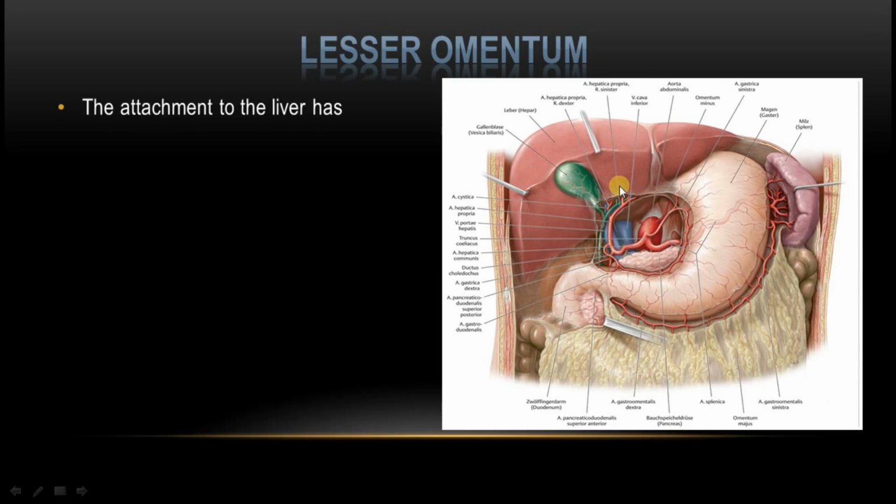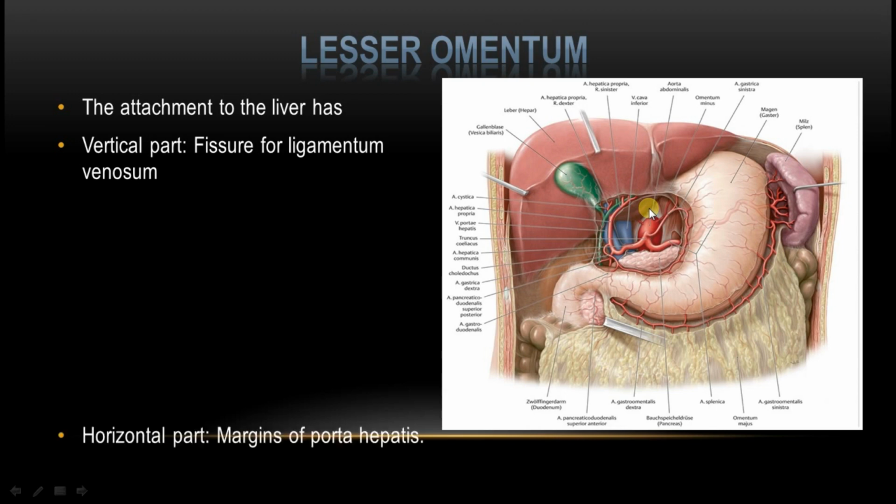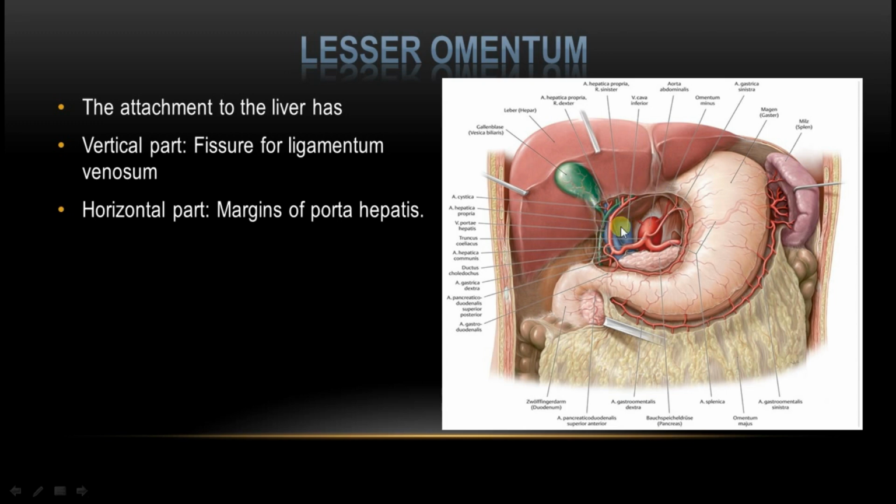The attachment to the liver has a horizontal part and a vertical part. The vertical part is not shown in this picture, the fissure for ligamentum venosum. Anyway, I will be discussing that in the peritoneal relations of the liver. The horizontal part is around the porta hepatis, where the hepatic artery and portal vein enter and the common hepatic duct comes out to form the bile duct. So, the horizontal part is around the margins of the porta hepatis and the vertical part is behind the fissure for ligamentum venosum.